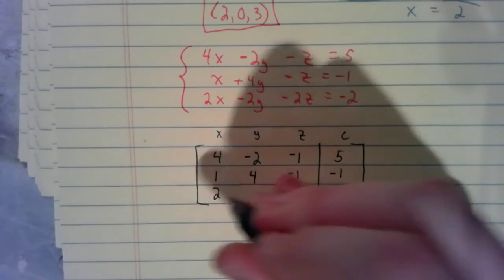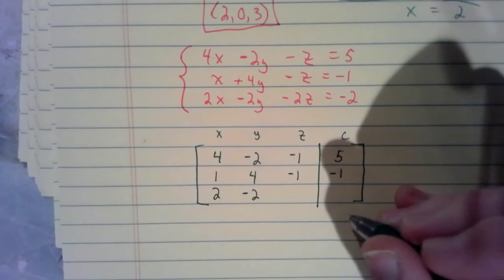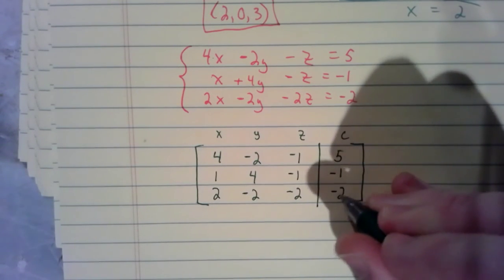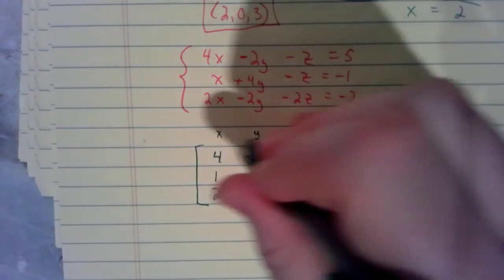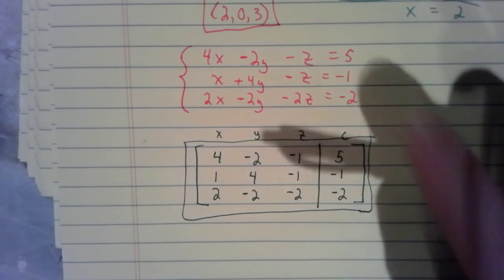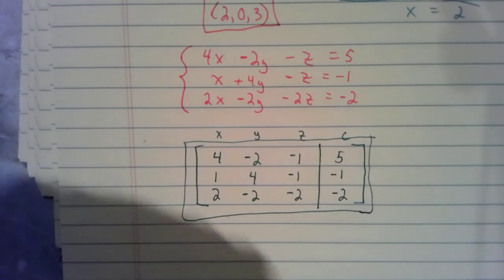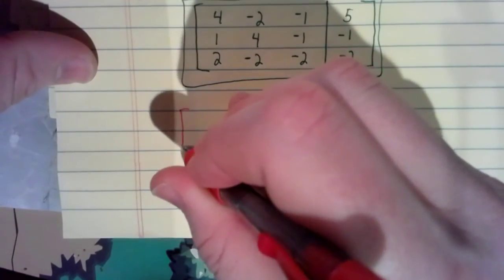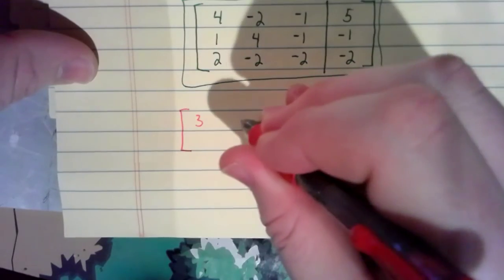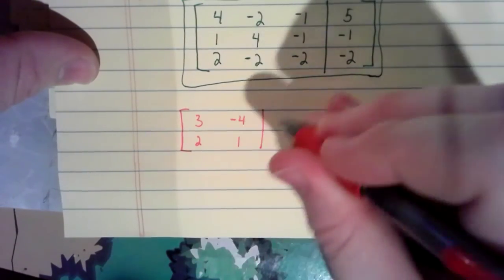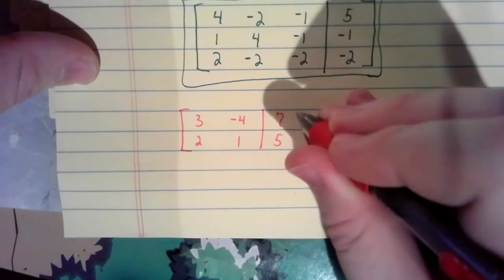Coefficient of x is 2. Coefficient of y is negative 2. Coefficient of z is negative 2. And over here we get negative 2. So this is my augmented matrix that represents this system of equations. And likewise, I can do this backwards, just to show you one of those in 2 variables, right? I could also have here an augmented matrix in 2 variables. It's something like 3, negative 4, 2, 1, 7, 5, right?